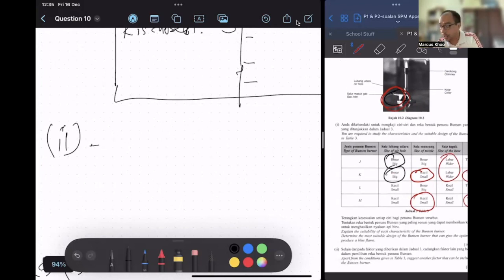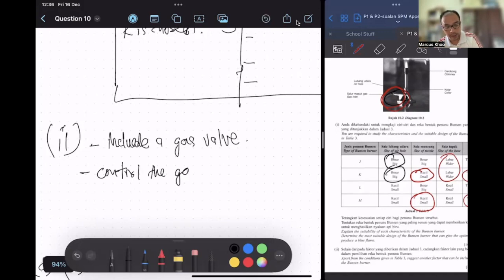Include a gas valve. A gas valve is the one you use to control the amount of gas. So the reason is to control the gas flow. If you have too much gas, then you have a lot of burning happening. If you have less gas, then there'll be less things to burn.